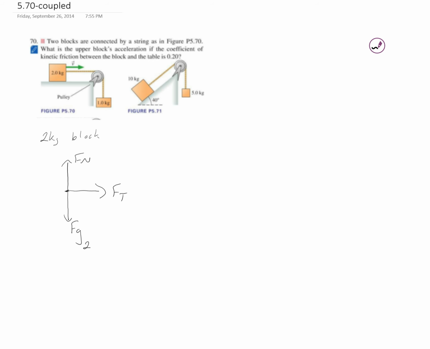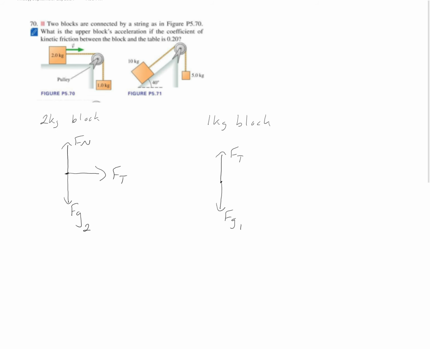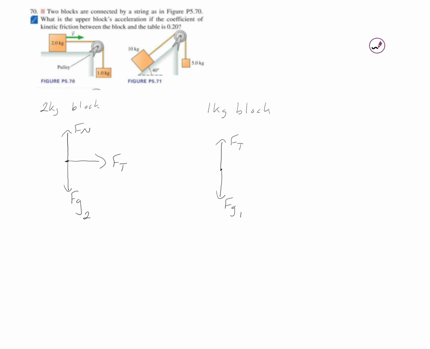Now I'm also going to need a force diagram of the 1 kilogram block. It's the same cable, so I'm going to call it force tension and force due to gravity 1. The blocks are coupled together, so what I can do is take the diagram from 1 and plug it into 2 and create what is called a system diagram.